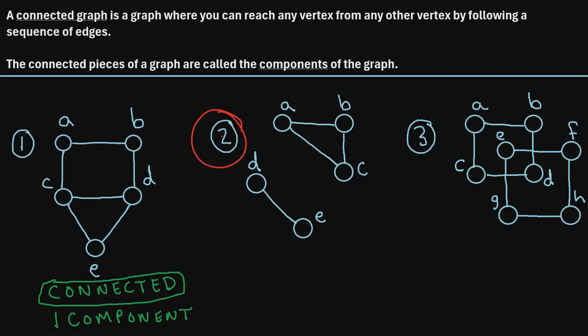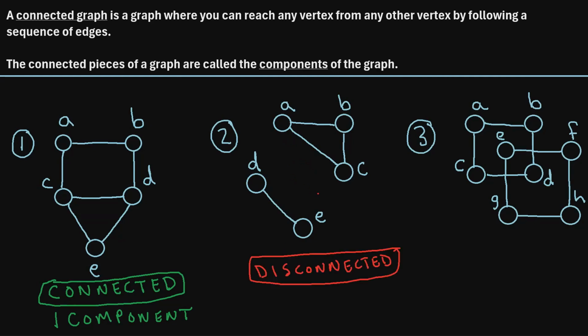Now let's consider this second graph right here. We again have 5 vertices, A, B, C, D, and E. But we'll notice, and it's probably pretty obvious right away, this is not a connected graph because, for example, if we consider vertex A, is it possible to get to vertex D or vertex E just by following a sequence of edges? No, it's not. We can see that there are no edges that would allow us to get from A to D or E. So this graph is a disconnected graph. We cannot go from any vertex to any other vertex just by following a sequence of edges.